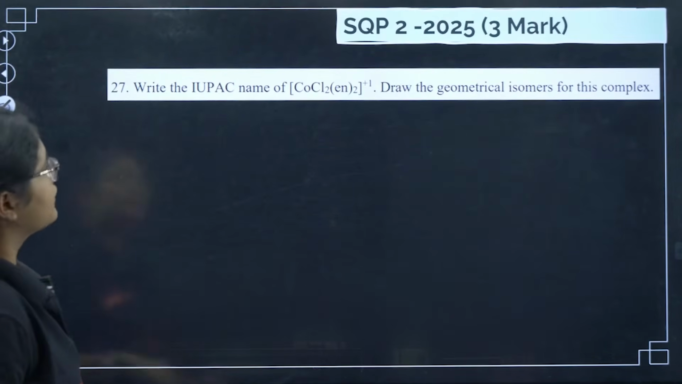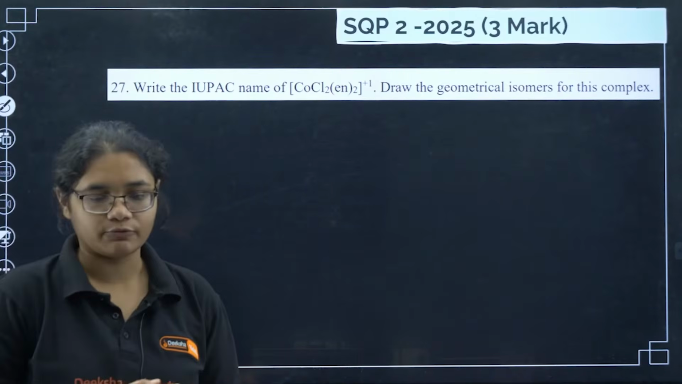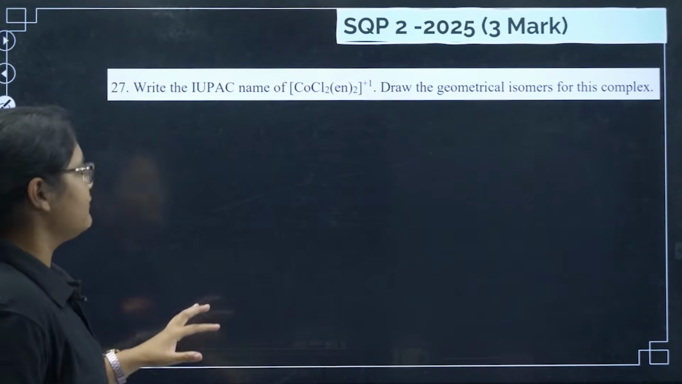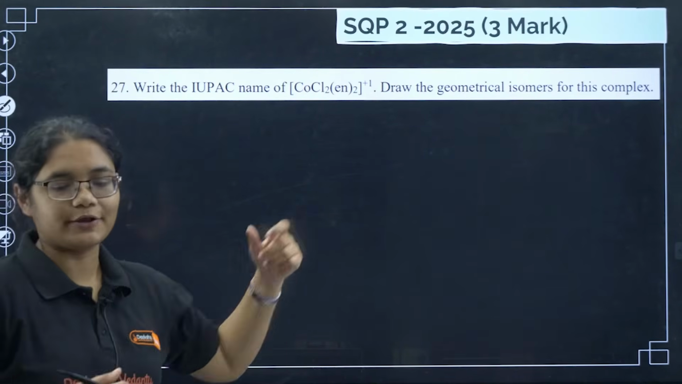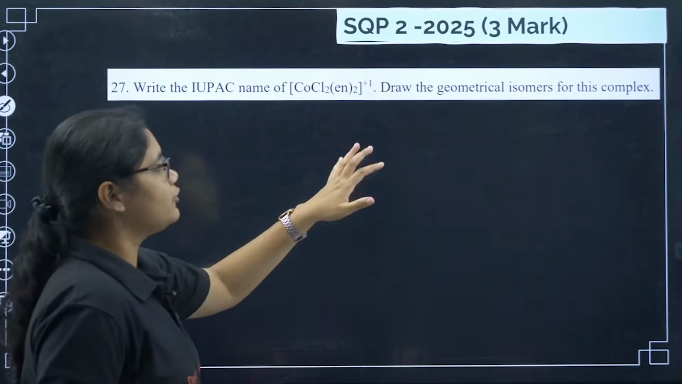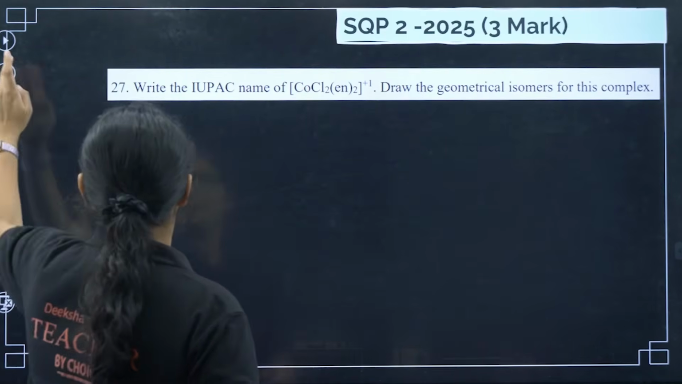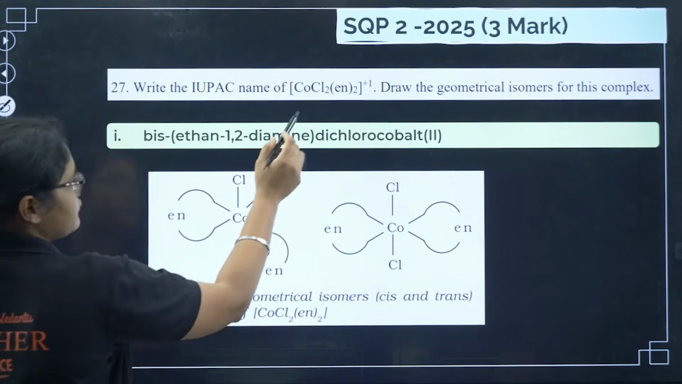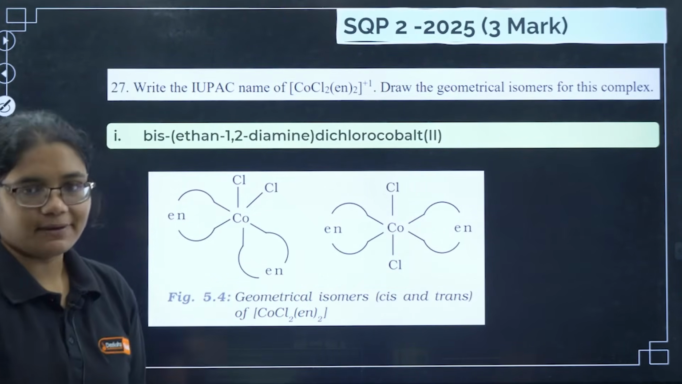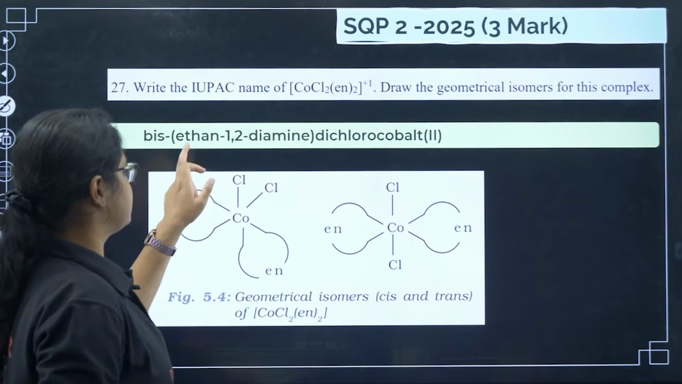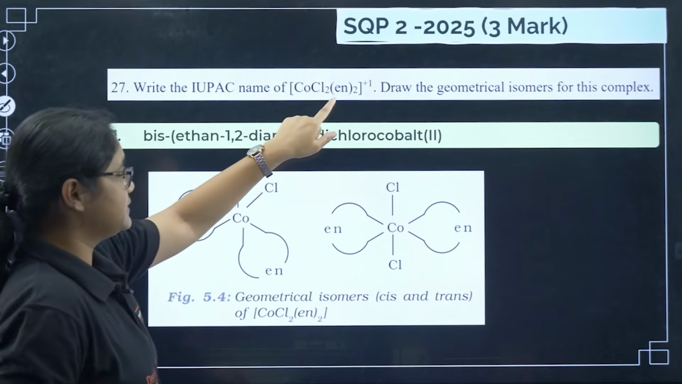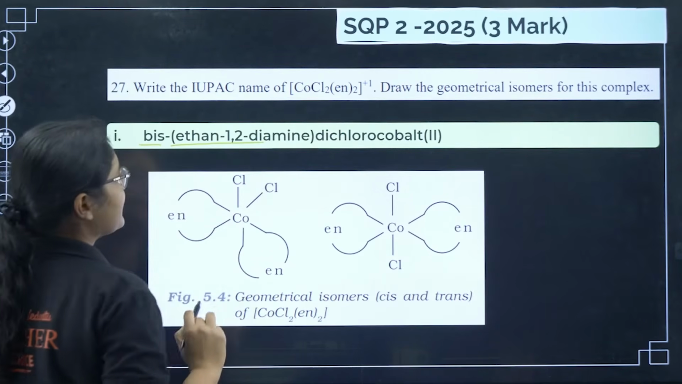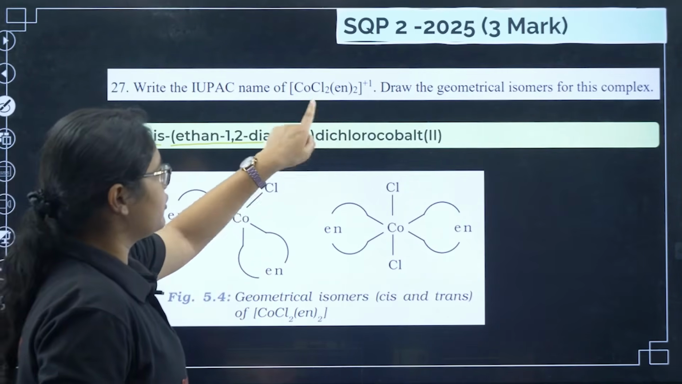Next, moving to sample question paper 2 of 2025. There is a 3 marker question: write the IUPAC name of the given compound and draw its geometrical isomers for the complex. To write the IUPAC name, first I'll write the ligand names in alphabetical order. This ligand is ethane-1,2-diamine, and we use the word bis for this. So bis(ethane-1,2-diamine), then dichlorocobalt.